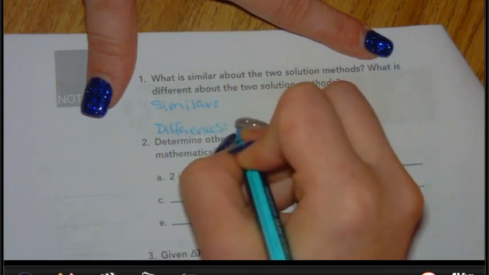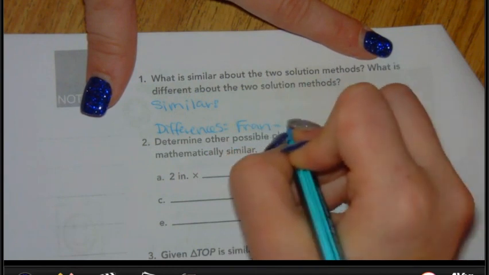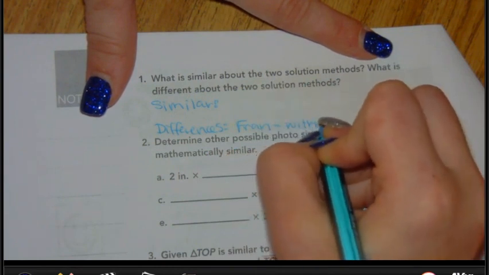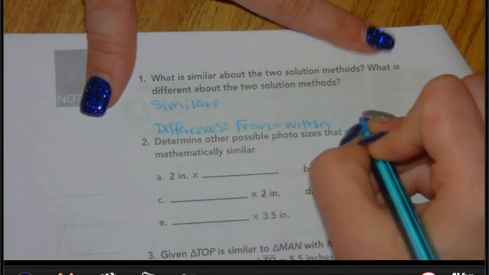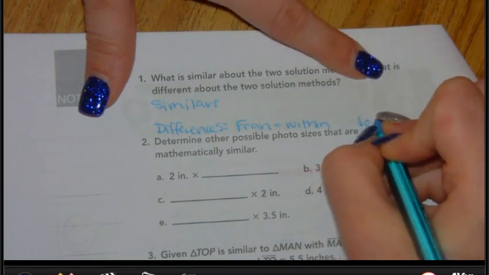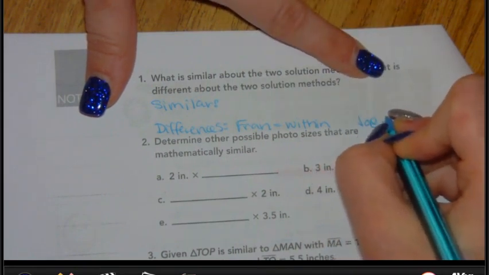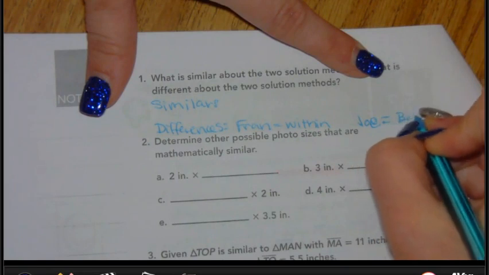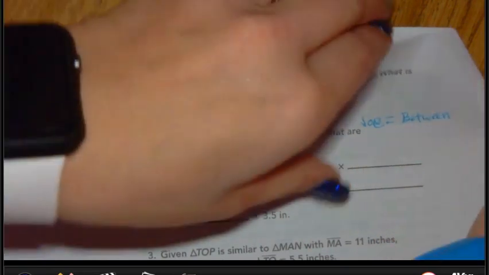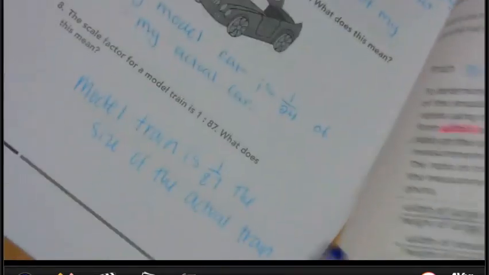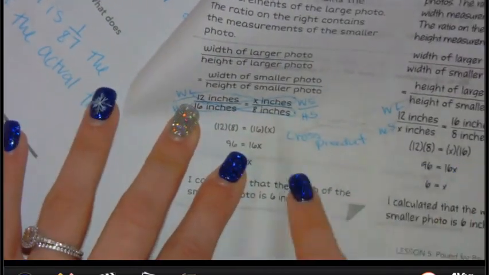And we noticed that Fran used a method called within, while Joe, J-O-E, used a method called between. Now, what did we notice was similar to both of them? What was similar between the two?